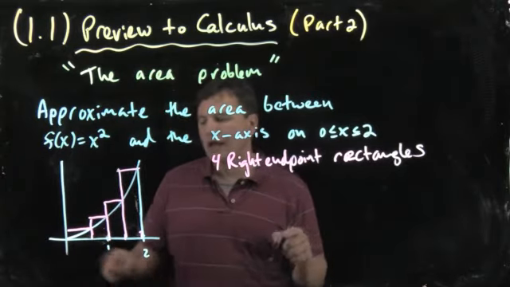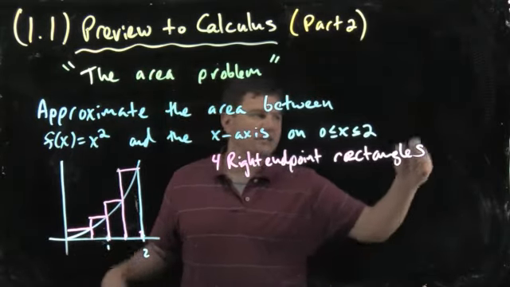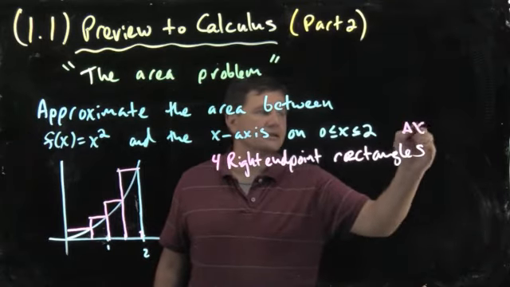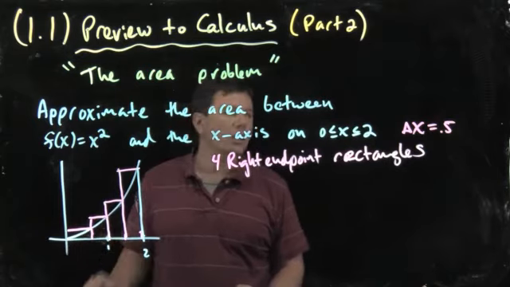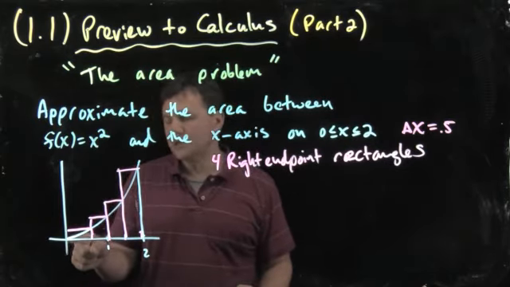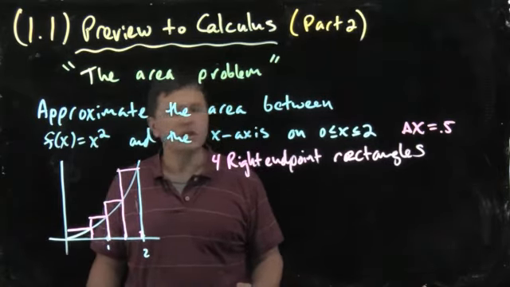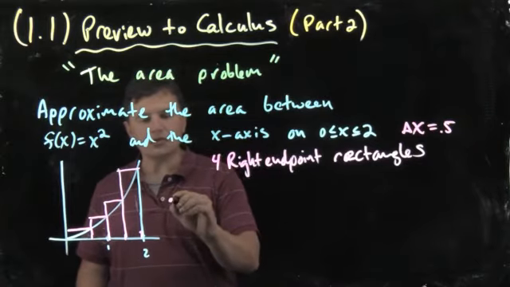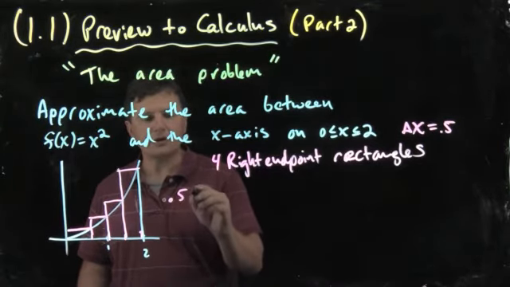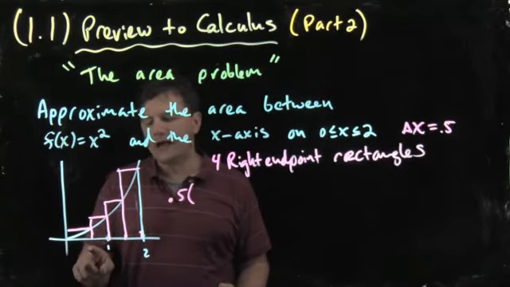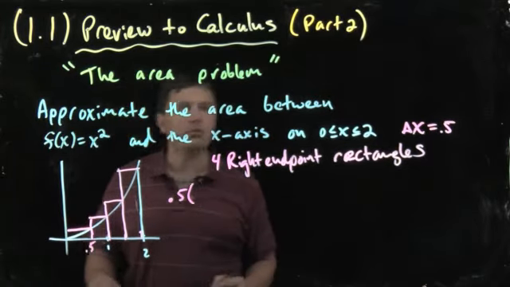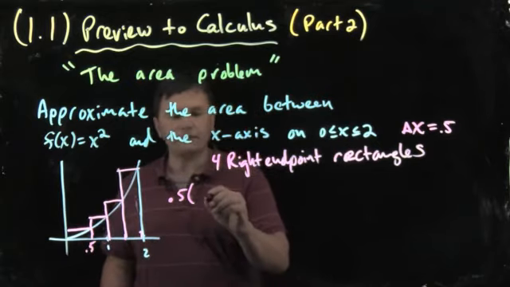I want to point out that the width of each of these rectangles, which we'll call delta x, is going to be 0.5, because if you take 2, as in 0 to 2, and divide it by 4, you're going to get 0.5. Okay, so now the area of the first rectangle will be 0.5 times, and we're going to take 0.5 and plug it into our function x squared.